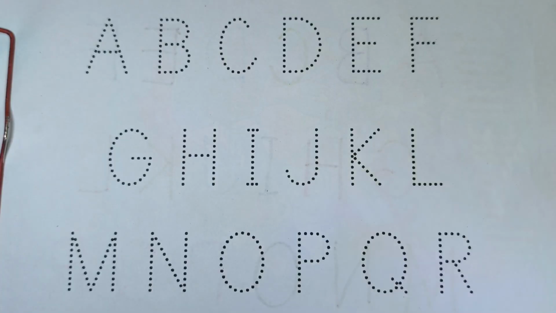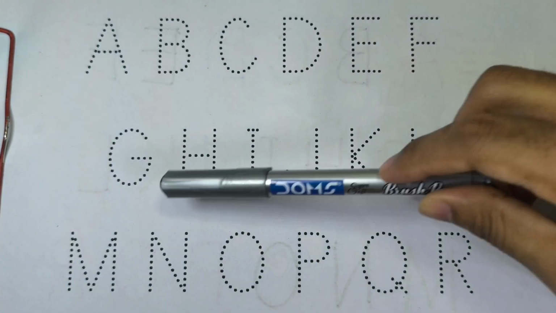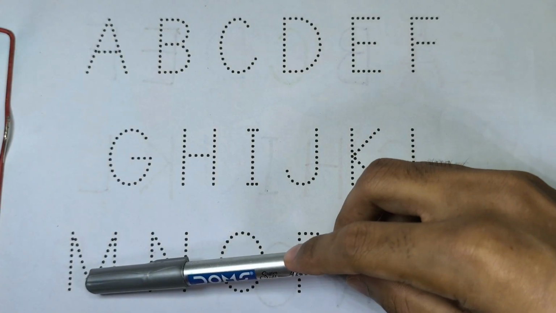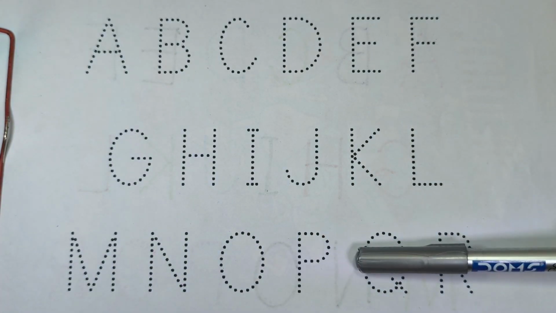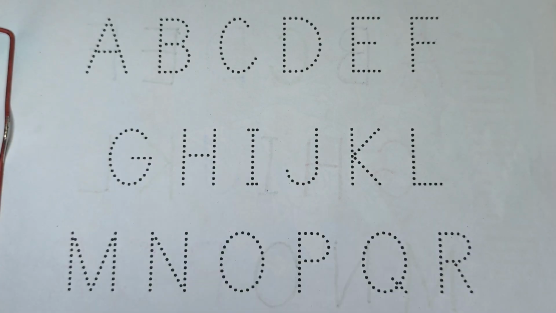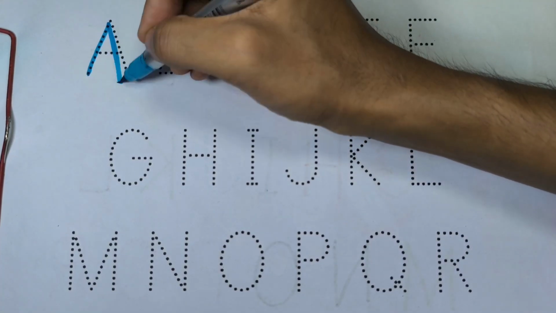Today we're writing capital letter alphabets A to R. A, B, C, D, E, F, G, H, I, J, K, L. The next one is M, N, O, P, Q, and the last one is R. Now start writing alphabets. First we're writing the alphabet of A, and now we're using the color of sky blue.